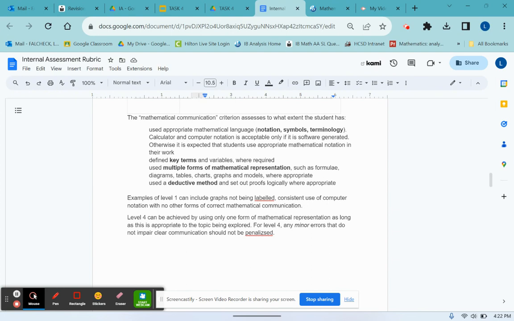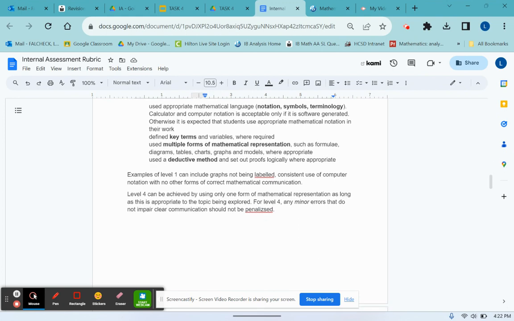So let's say you did make that graph of h of t, or height is a function of time. You're going to want to describe where t is time in seconds, where h of t is height of the volleyball in feet, right? You also want to make sure that you use multiple forms of mathematical representation. So you're going to want to use formulas, diagrams, tables, charts, graphs, models. You want to make it as clear as possible exactly what you're talking about.